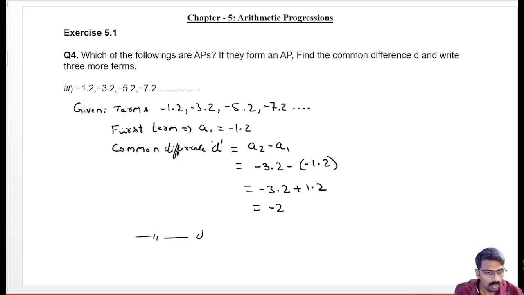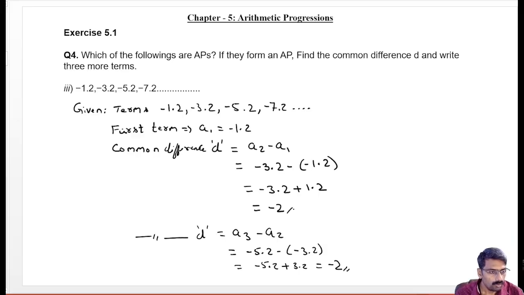Similarly, the common difference with A3 minus A2 would be equals to minus 5.2 minus of minus 3.2, which is equals to minus 5.2 plus 3.2. The answer is also minus 2. So we can see here now the common differences are equal.